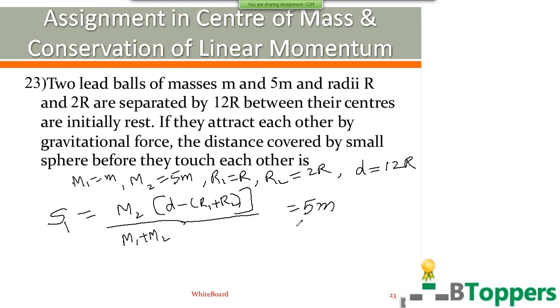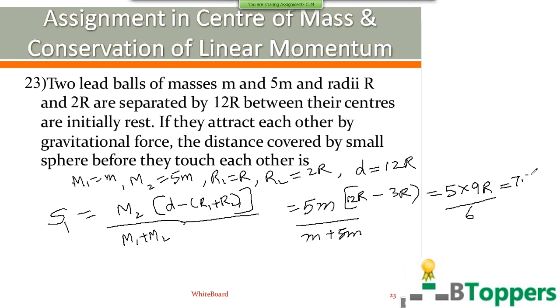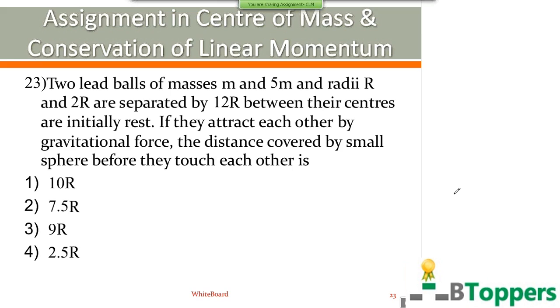m2 is 5m, m1 equal to m, d equal to 12r, r1 plus r2 will be r plus 2r or 3r. This you can simplify further. You get 7.5r as the answer. In case you need time to copy this, you can take a pause. So for question number 23, the second option is the answer.